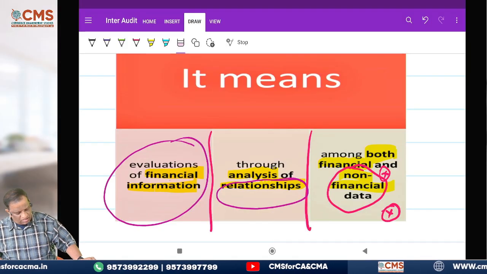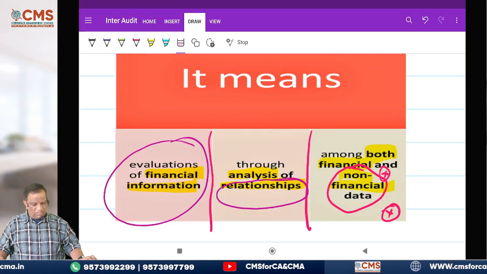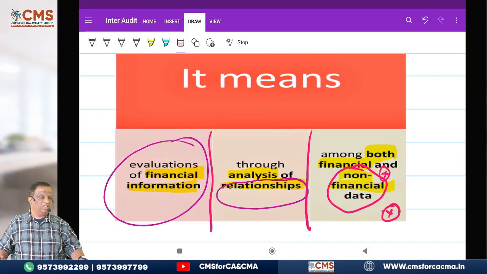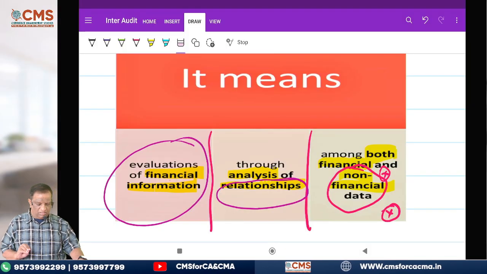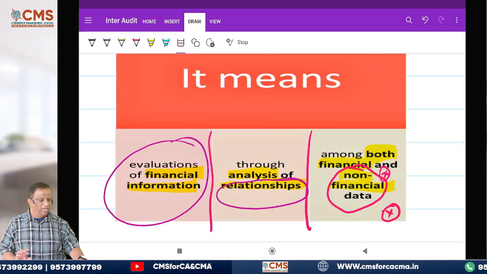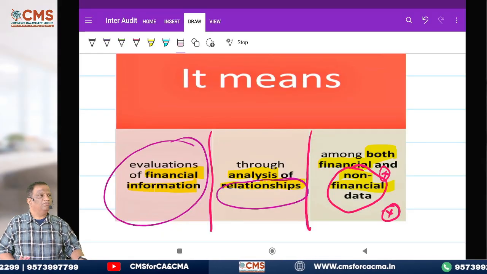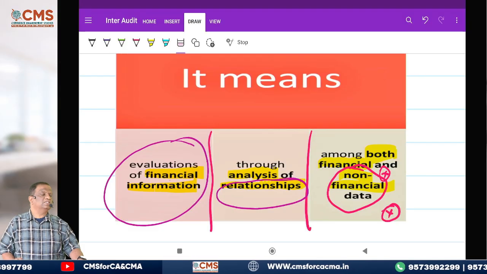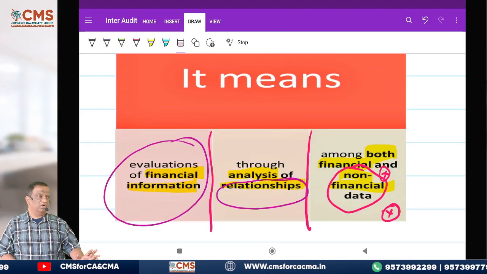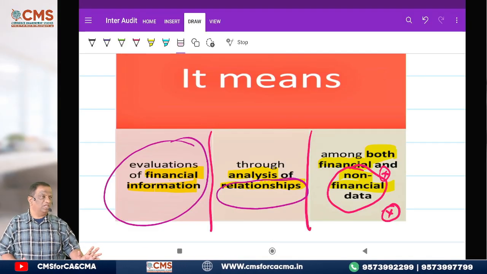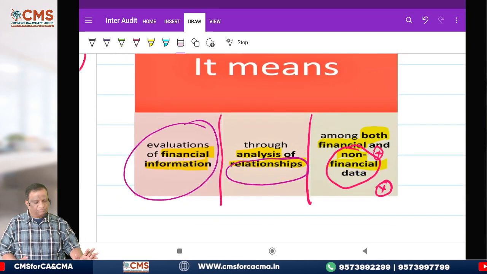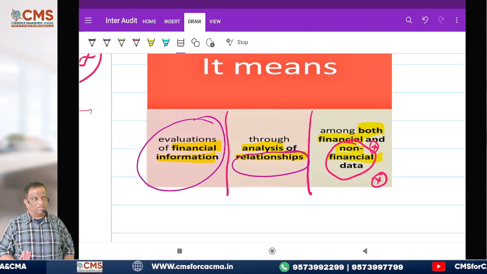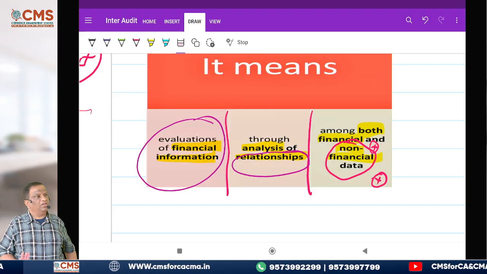So to cut short, analytical procedures are procedures that evaluate financial information through relationships. It is not a routine procedure. I am doing it through analysis of the relationship between financial data and non-financial data. Generally as an auditor, I am concerned only with the financial data. We don't verify any non-financial data.